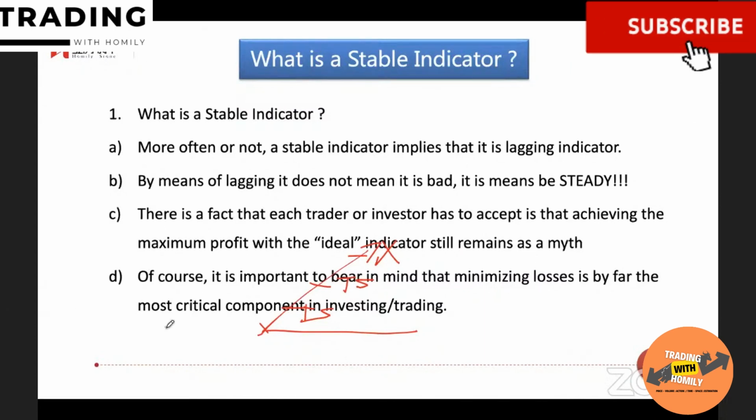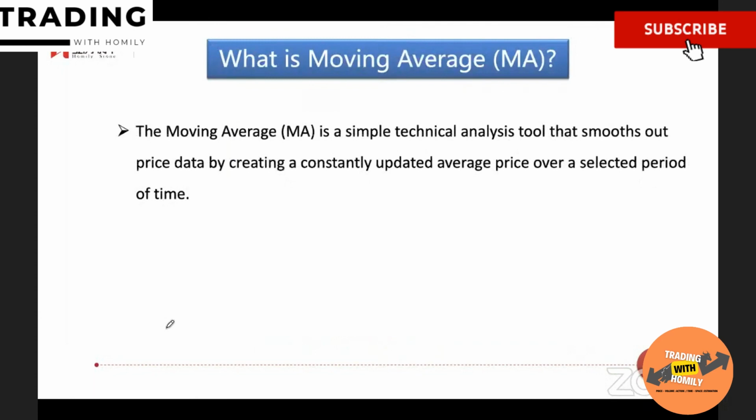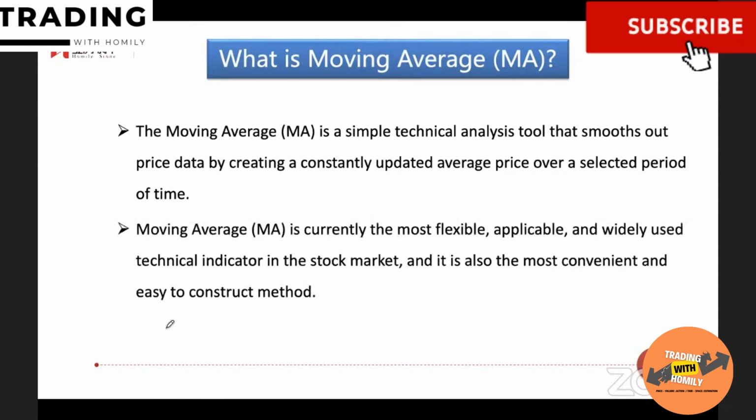Now the next slide. Okay, what is moving average? Moving average is a simple technical analysis tool that smooths out price data by creating a constantly updated average price over a selected period of time. Moving average is currently the most flexible, applicable, and widely used technical indicator in the stock market, and it is also the most convenient and easy to construct method. So, everyone is exposed to moving average.